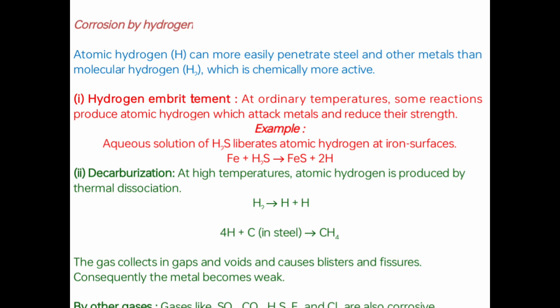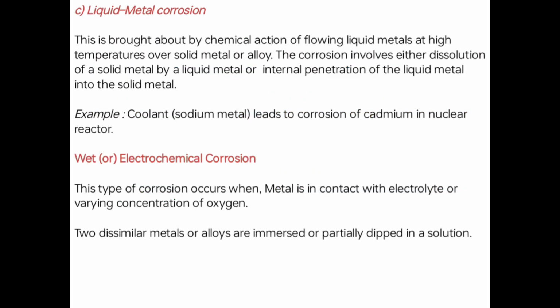Decarburization. At high temperatures, atomic hydrogen is produced by thermal dissociation. H2 gives H plus H. 4H plus carbon in steel gives methane. The gas collects in voids and causes blisters and fissures. Consequently, the metal becomes weak.